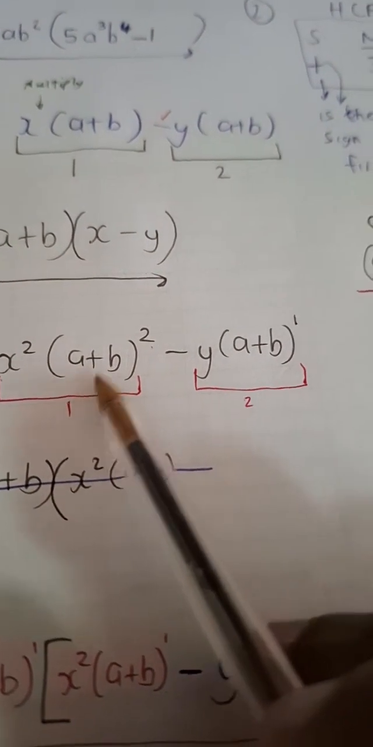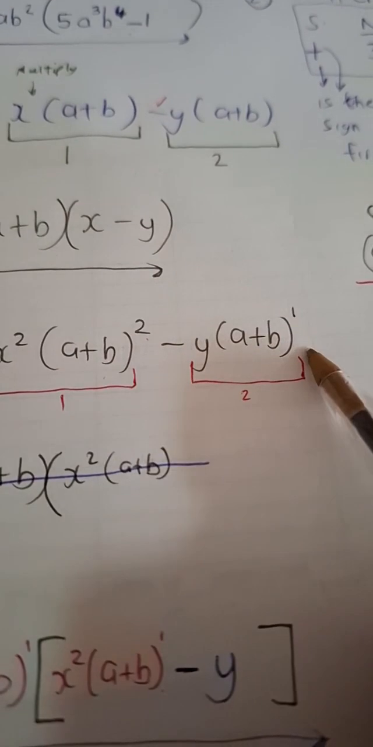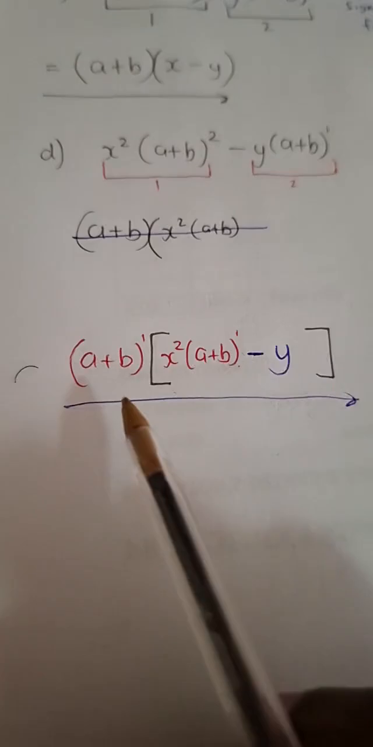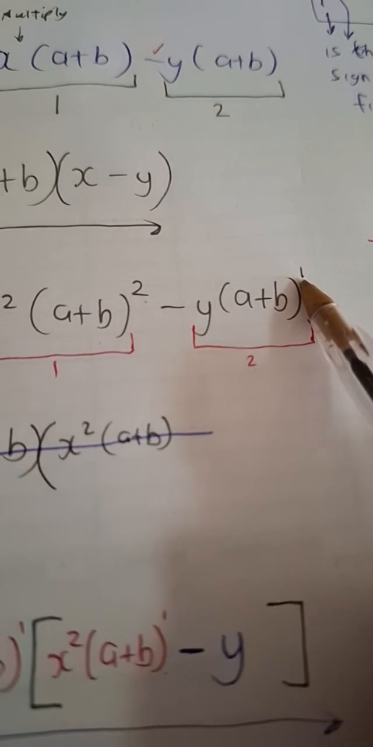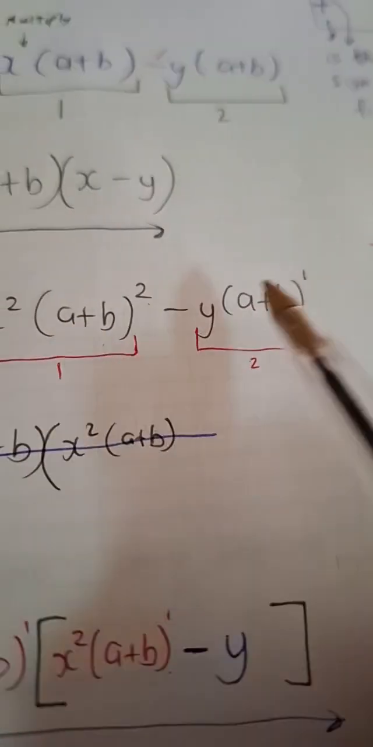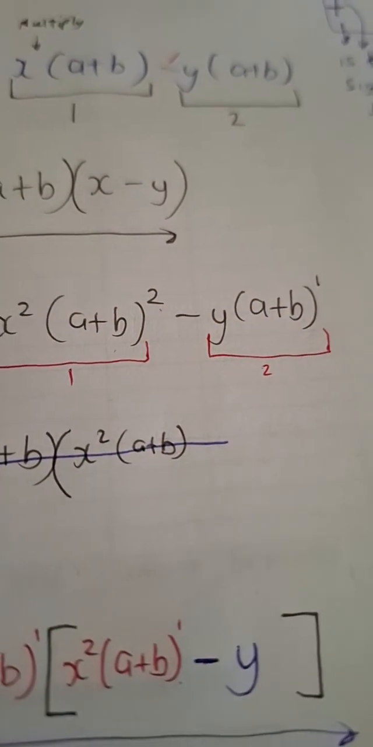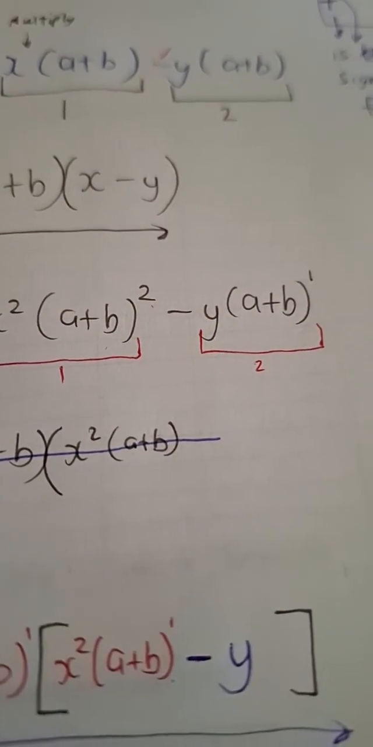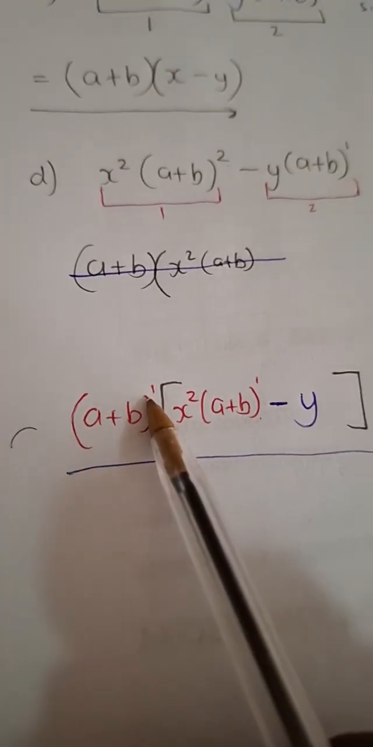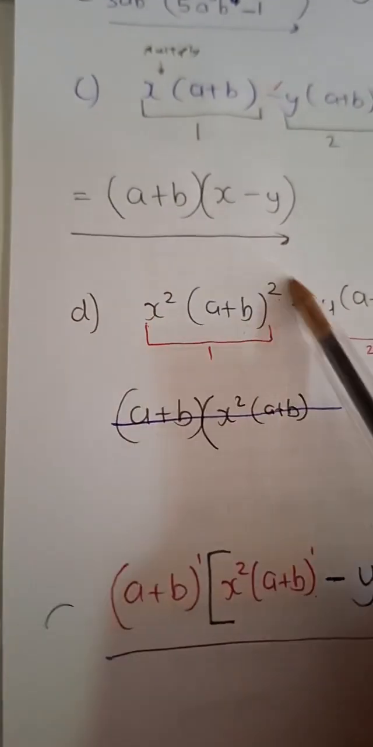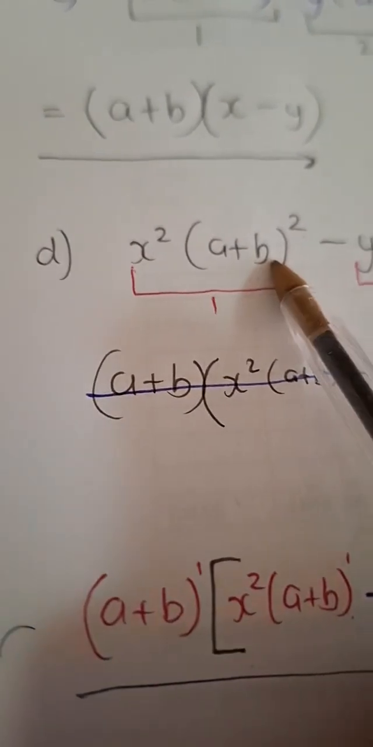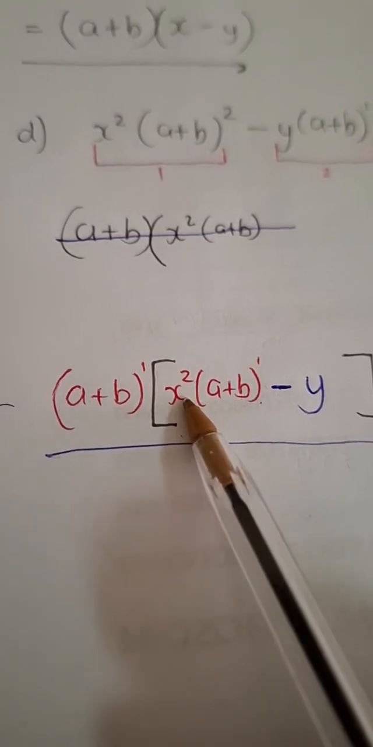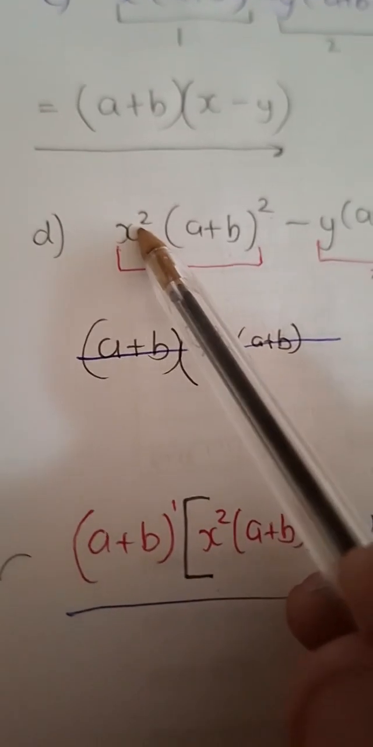Okay, and that a plus b, we take it out, it's a plus b. It's raised to the power 1 because we take out the common bracket that has the lowest exponent. So it's very important. So we take out a plus b to the power 1. Then we ask what is left over after taking out the a plus b to the power 1 on the left hand side. What is left over, guys, is x squared.